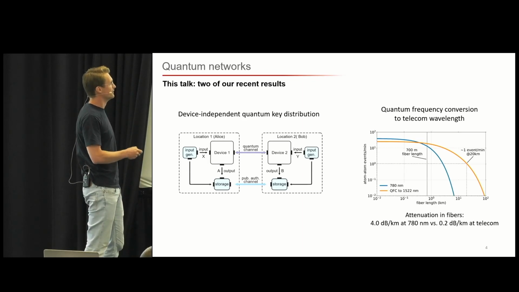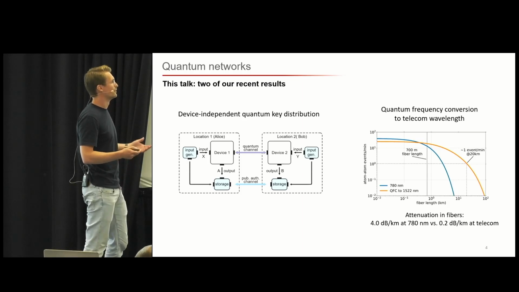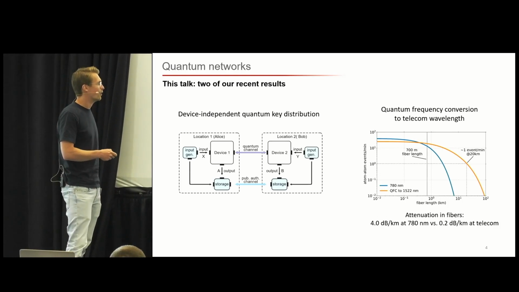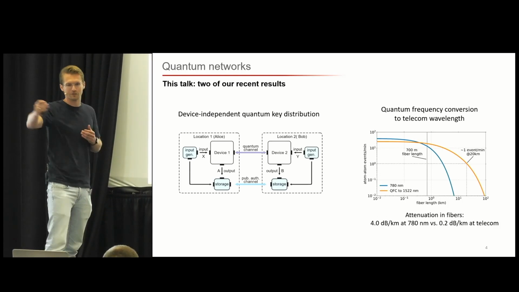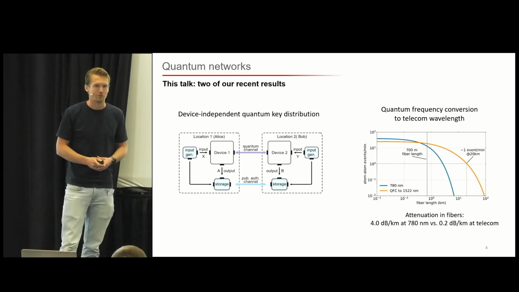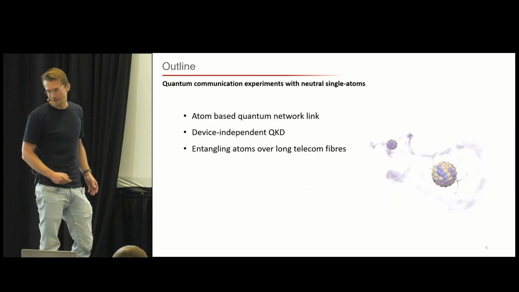Here you see the event rate of our atom-atom entanglement over the fiber length. If you go to, for example, 10 kilometers of fiber length, then at 780 nanometers you have no events left, or no photons left at the end of the fiber. So we need to come up with frequency conversion techniques, which I will present to you as well. Okay, this is the outline of the talk.